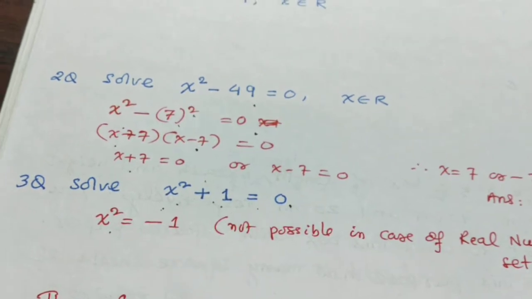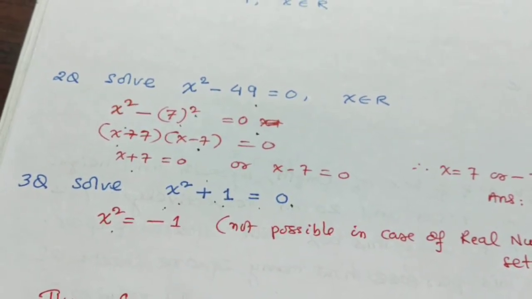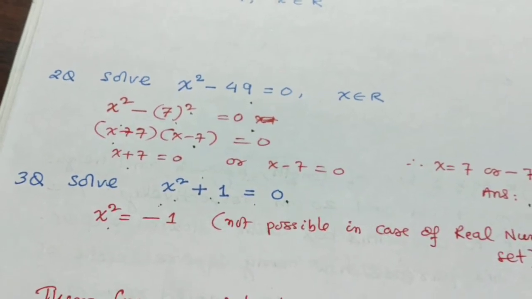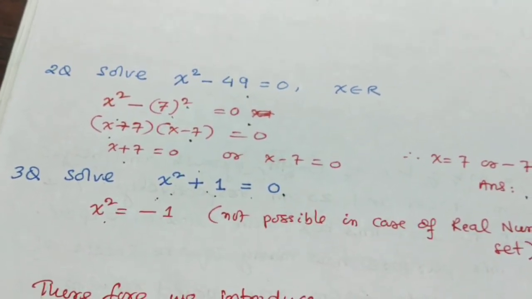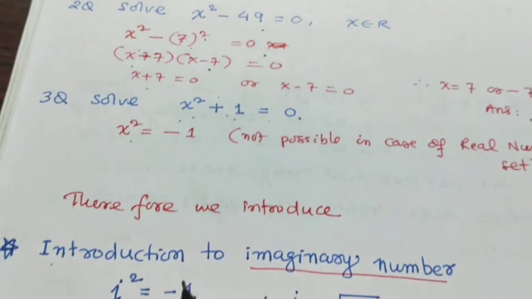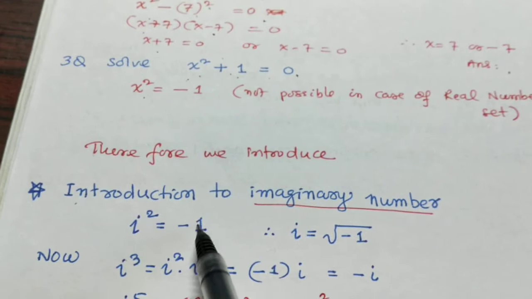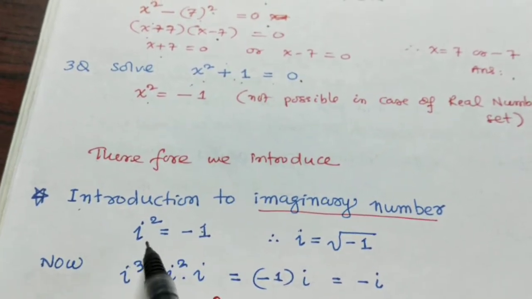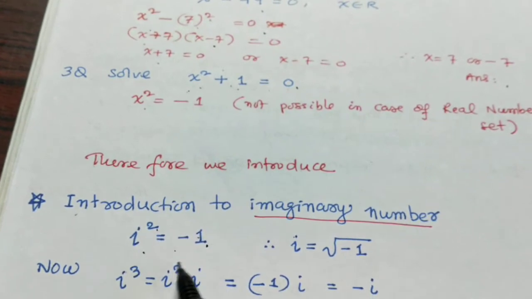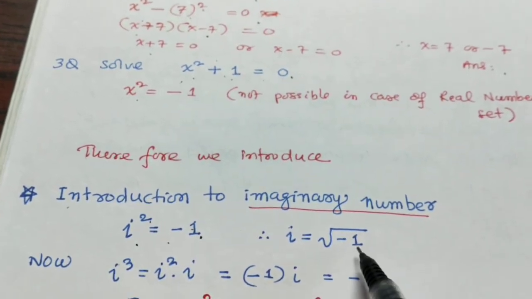But in class 11th, even if it is not a real root, you will go into a complex root; a complex number you will get. So every quadratic equation will have solutions now. Therefore, we introduce imaginary numbers: eta square equal to minus 1, and thereby eta is under root minus 1.